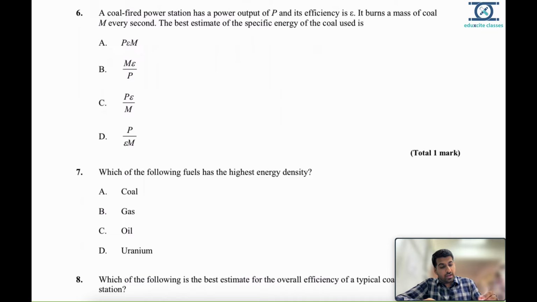Now a coal-fired power station has a power output of P and efficiency is small epsilon. It burns a mass of coal m every second. The best estimate of the specific energy of the coal will be.